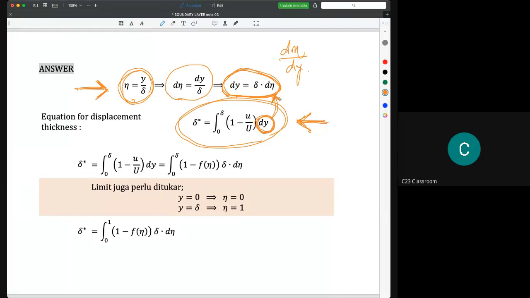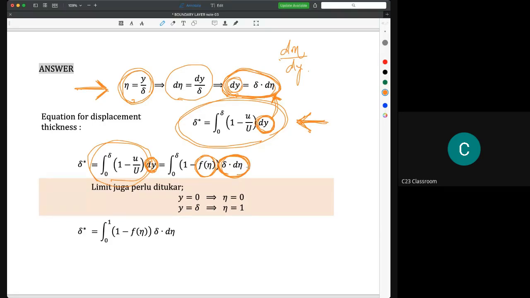So it means that our equation from the integral of 1 minus u over u dy will become the integral of 1 minus function of eta, f eta, times delta d eta. So this delta d eta is actually what we get from this one. So we replace the dy here with the value of delta d eta. Okay, this is the first step.